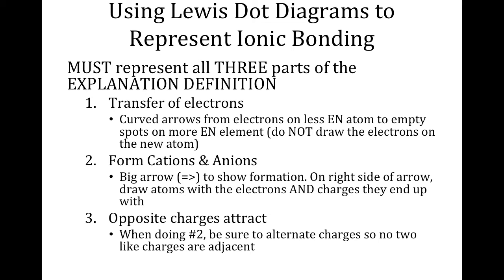We also know that opposite charges attract. That was the third part of the definition. So when we do number 2, when we write on the right side of the arrow what atoms we end up with, we need to make sure they alternate. That the charges, if we have a positive ion and then a negative ion, alternate positive, negative, or negative, positive, so that no 2 like charges are adjacent because they would repel. The reason they're held together in a bond is because they're opposite charges and they'll attract. Again, you'll see this in the next examples.